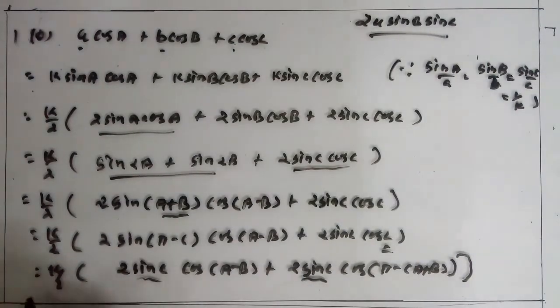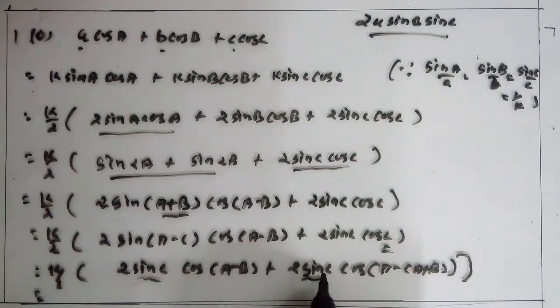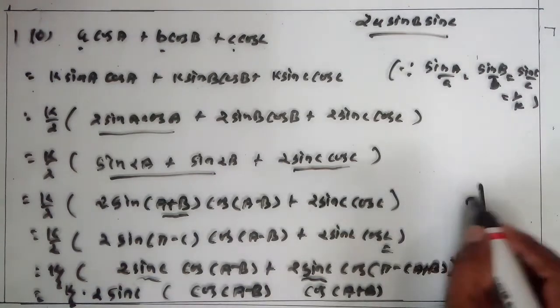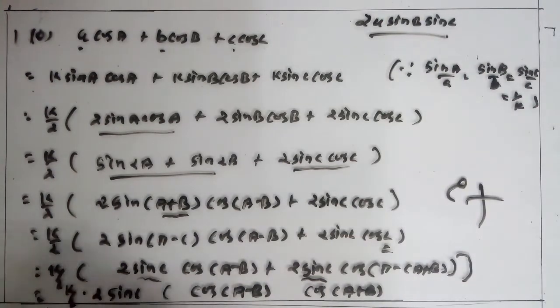Clear? So it is equal to, here 2 sin C take common, so K upon 2 into 2 sin C, into bracket cos (A minus B). Here cos (pi minus (A plus B)) is equal to cos (A plus B), and the pi minus, that is in the second quadrant, cos is negative, so apply a negative sign. Clear? Here which formula we apply? Cos (A minus B) minus cos (A plus B). Cos C minus cos D formula.